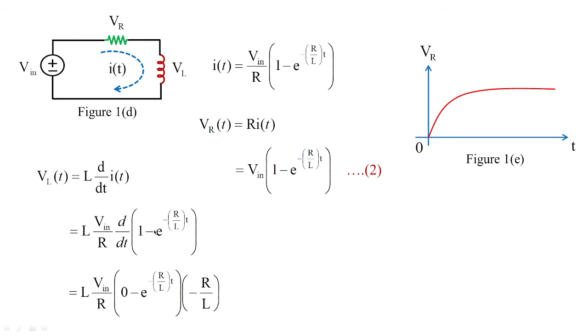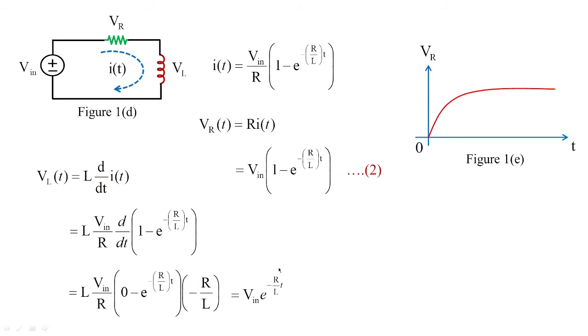So differentiation of e to the power of minus R by LT will again lead to the constant parameter minus R by L. Now this R and this R will cancel out, L and L will cancel out, and hence we remain with V in e to the power of minus R by LT. Here we have minus, here we have minus, so both get cancelled. That is how we got VL of t is equal to V in times e to the power of minus R by LT.